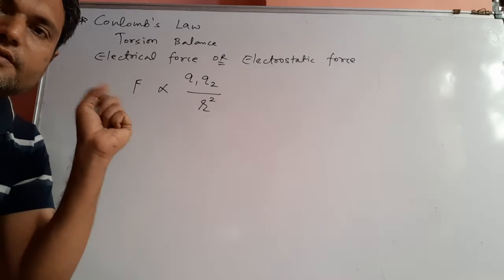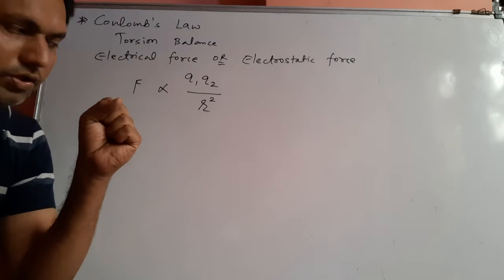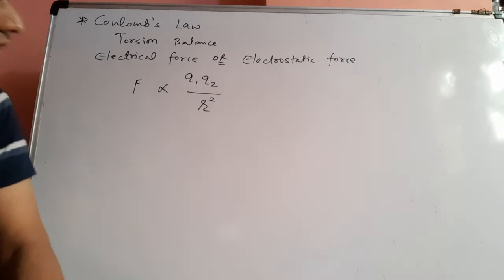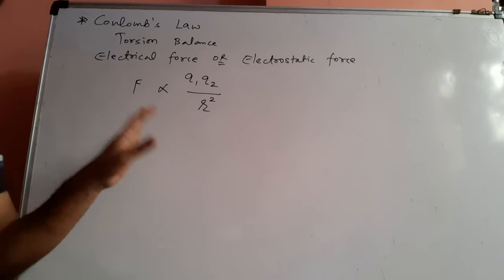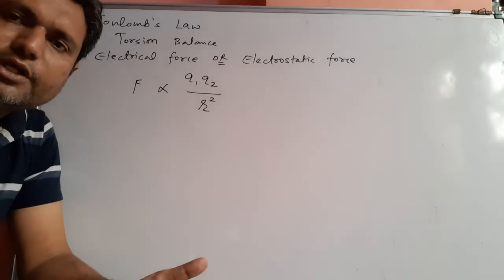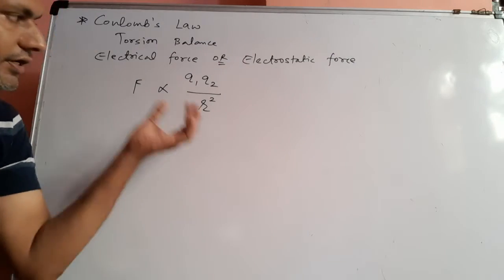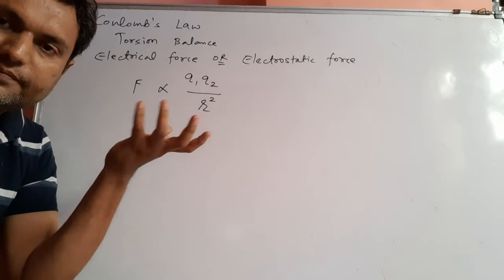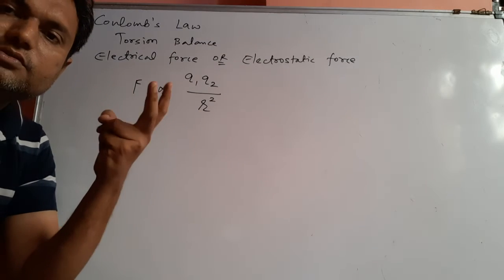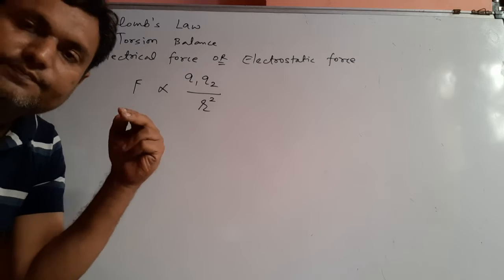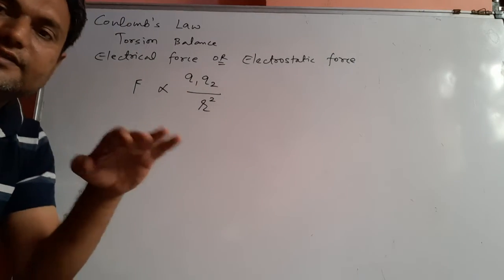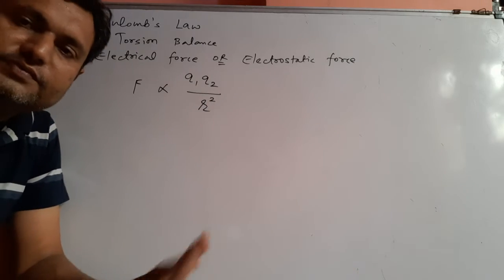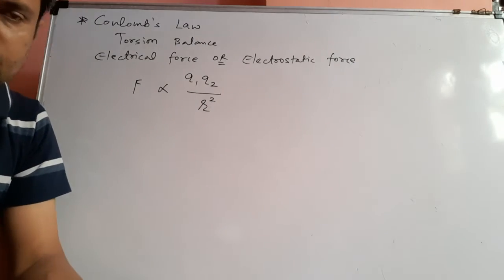So this is the equation of Coulomb's law or Coulomb's force. It is also known as Coulomb's force. Obviously, charges are of two types, positive and negative, and that's why this force is of two types: like charges repel each other and unlike charges attract each other. So this force is attractive as well as repulsive in nature.